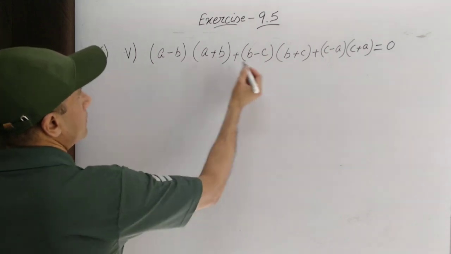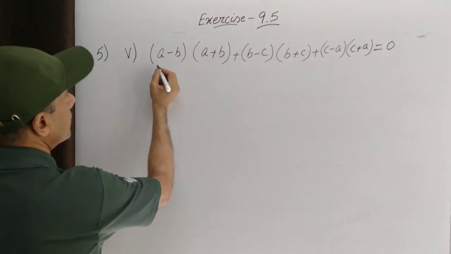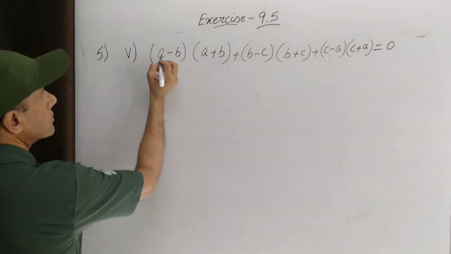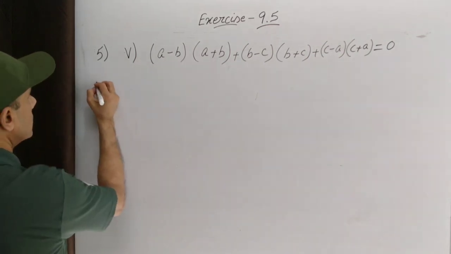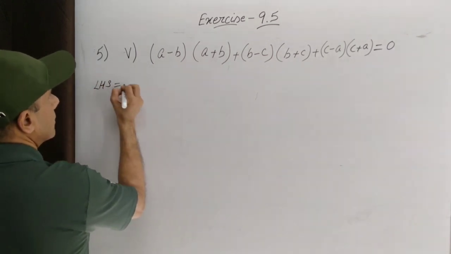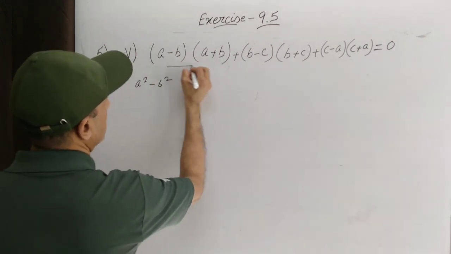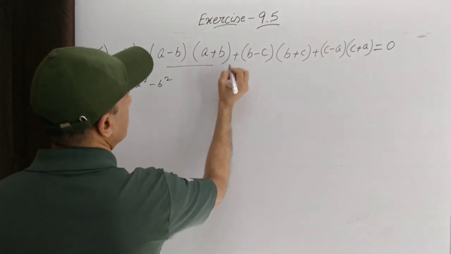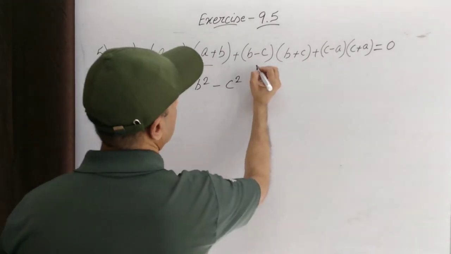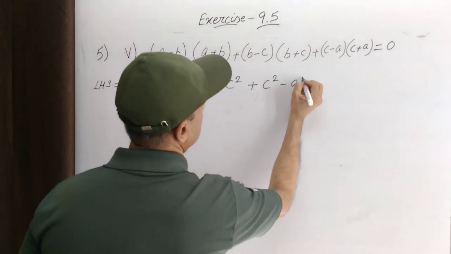So we have to prove that this expression is equal to 0. We know that a minus b into a plus b is equal to a square minus b square. So we'll consider the left hand side. So we'll get this as a square minus b square, this part, and similarly we'll have a plus here, and this will be b square minus c square. Similarly, a plus, and this will be c square minus a square.